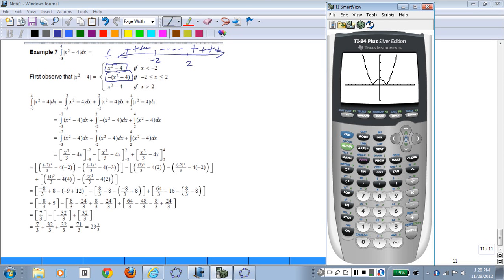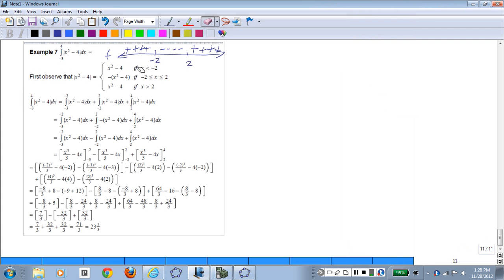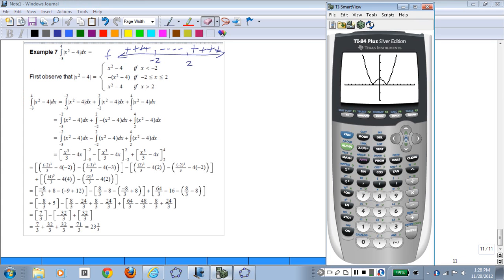So if I want a piecewise defined polynomial, or a piecewise function defined using pieces of polynomials, it would look like this. It's equal to x squared minus 4 to the left of -2. Between -2 and +2, it's the opposite of x squared minus 4. Got to flip it about the x-axis. And from 2 on, it's equal to x squared minus 4 again.